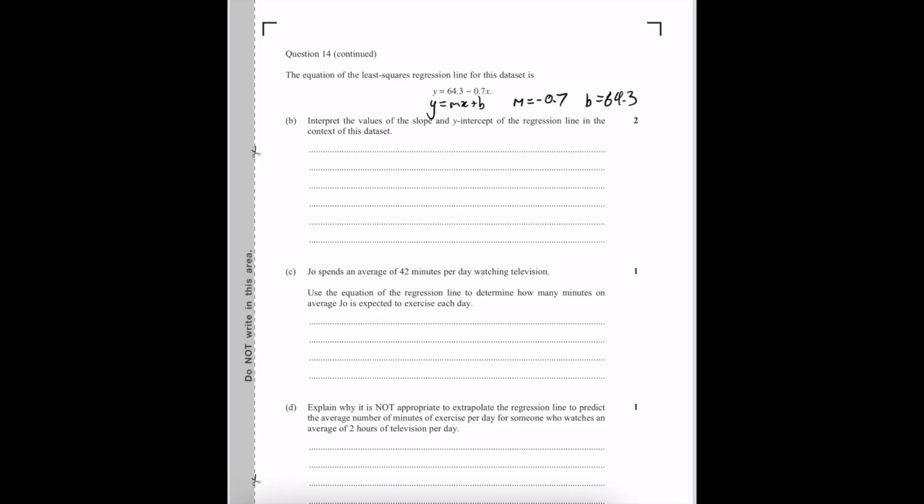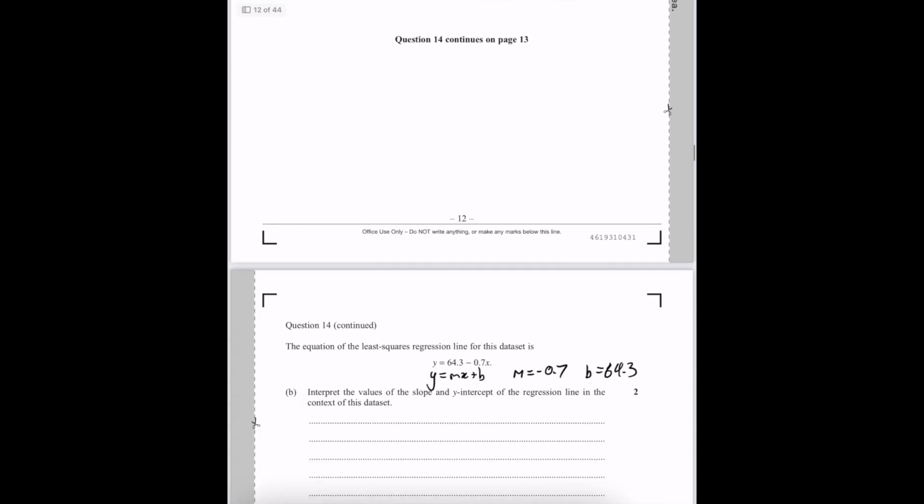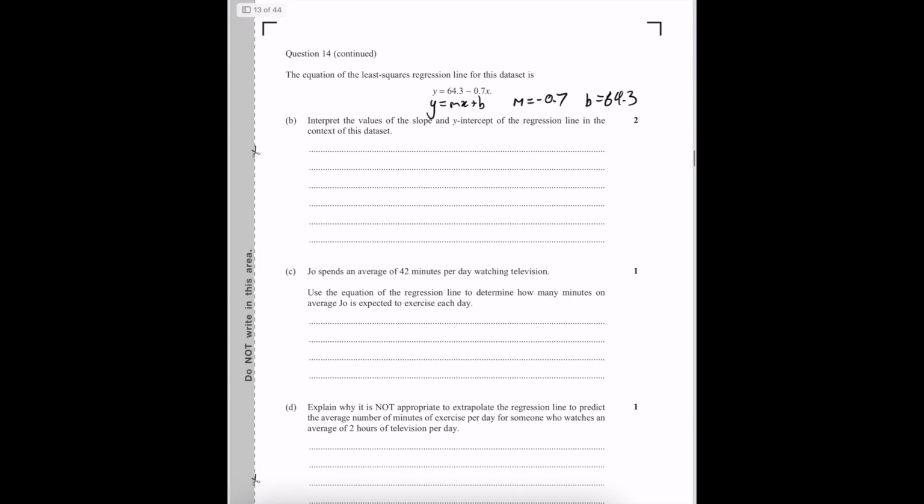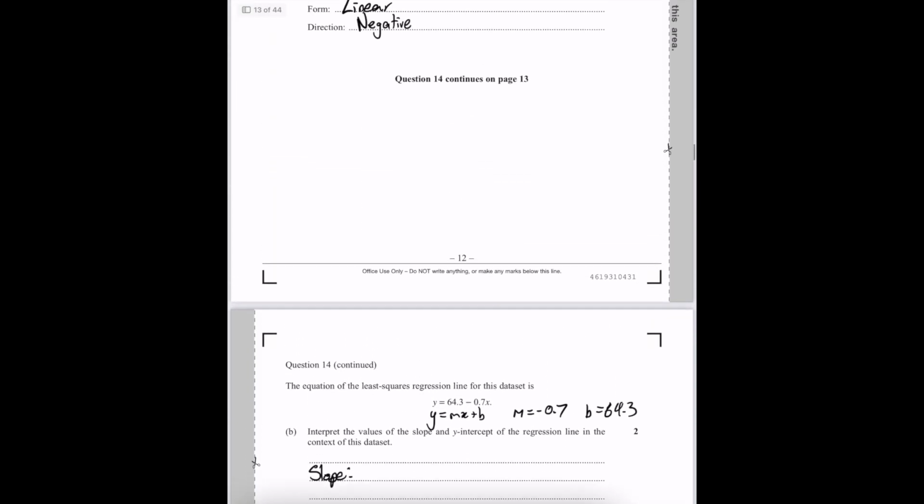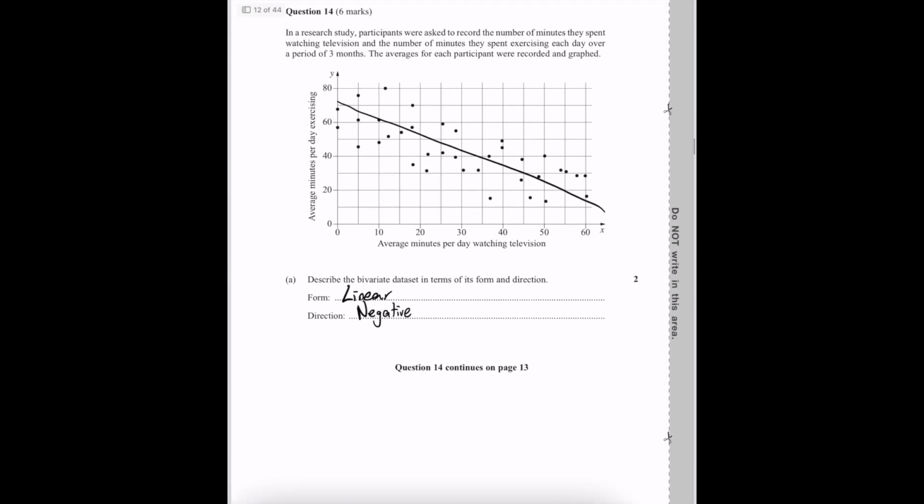Now we actually need to interpret these in relation to the actual information we have. So that slope of minus 0.7 means that for every minute per day that we watch television, we exercise 0.7 minutes less in that day.